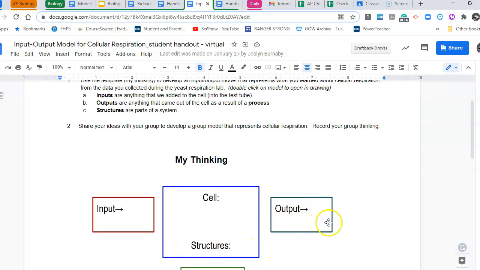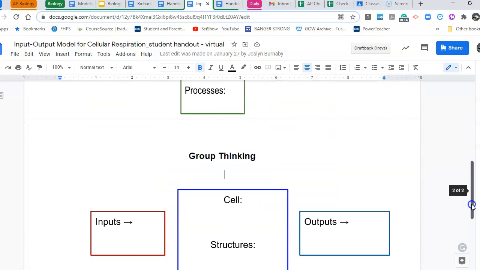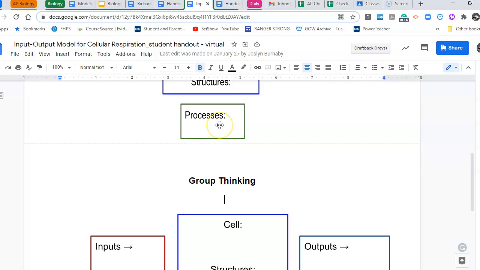And then the outputs are going to be the things that were released. So what was being measured, what was making what was being measured, and what were the things coming out, again thinking about what you read in that article. You're going to first do your own, and then talk to the people within your group. For processes, what is happening? What is this process called? What do you know about the process happening in the cells, with what went in to create what came out?